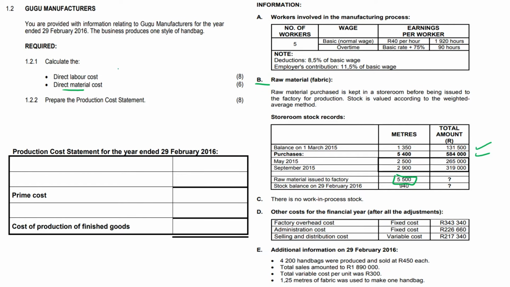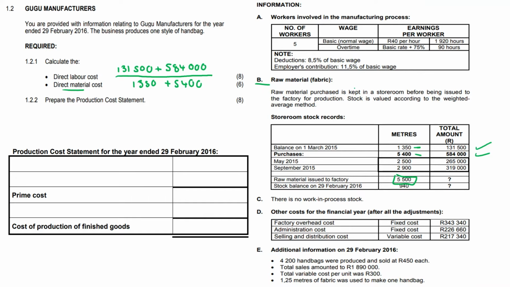So it's going to be that 131,500 plus the 584,000 divided by the corresponding meter amounts. When I say corresponding, it relates directly to the 1,350 meters for the 131,500 and the 5,400 relating exactly to the 584,000. So our numerator is sorted. Denominator is 1,350 plus the 5,400. But guys, we have an issue here.